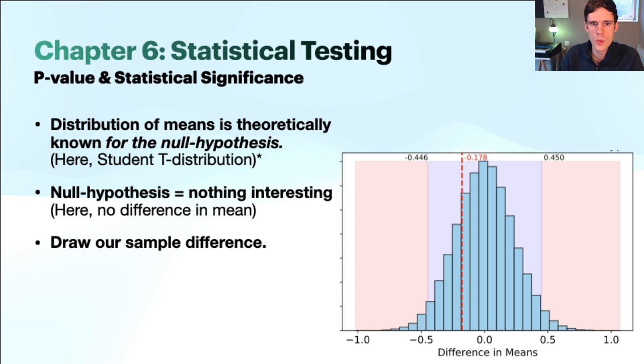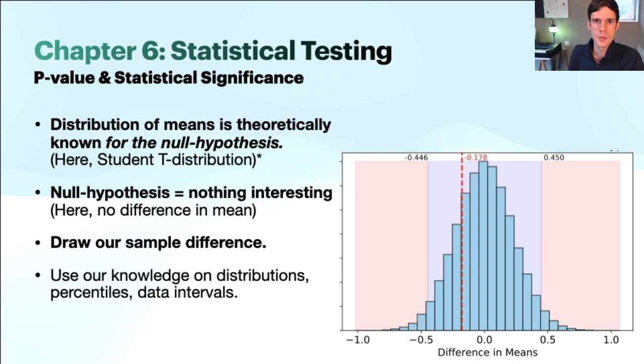And visually, we can do this by simply drawing our value on this histogram. In this case, we draw it right here, being the minus 0.17% difference. And then in the next step, we can use our knowledge on distributions, percentiles, and data intervals to draw some conclusions from this comparison. In fact, there can be two scenarios.